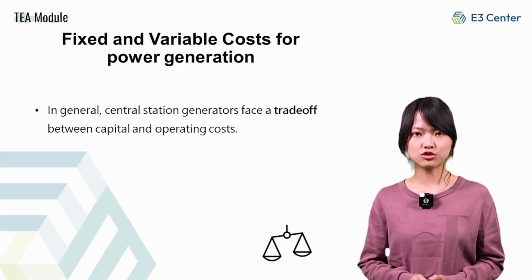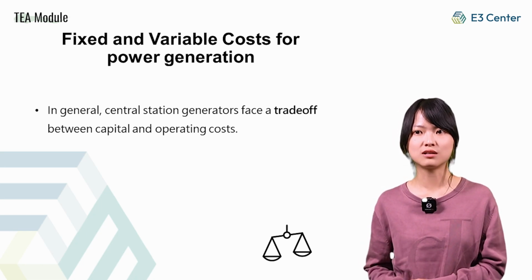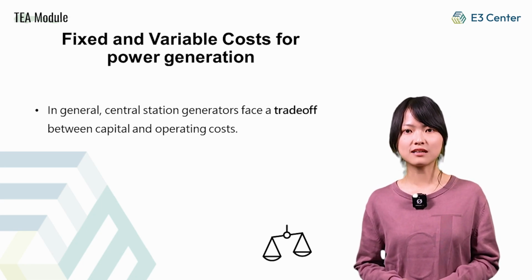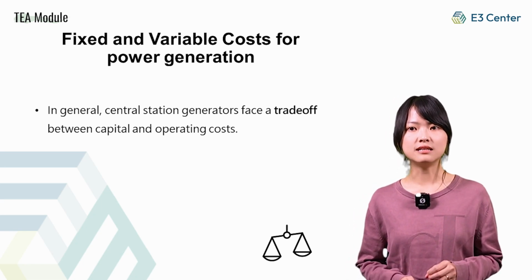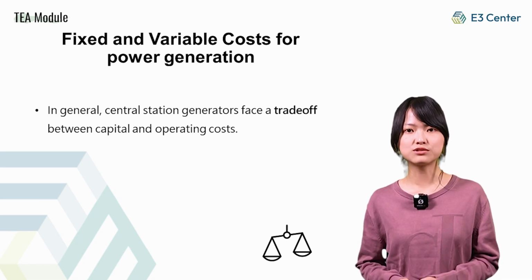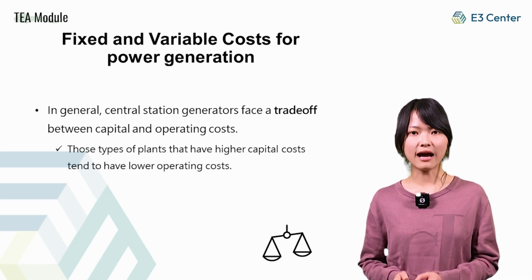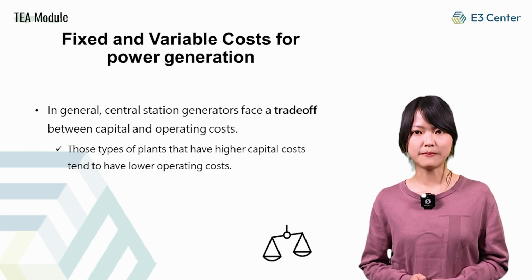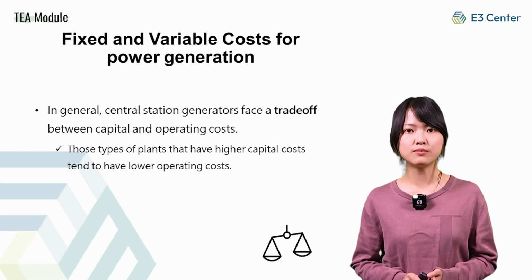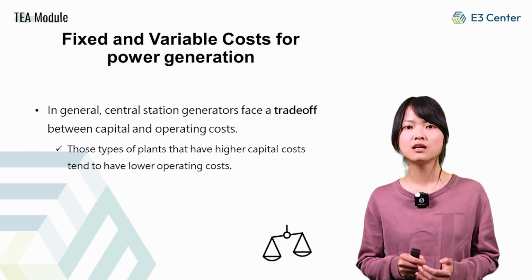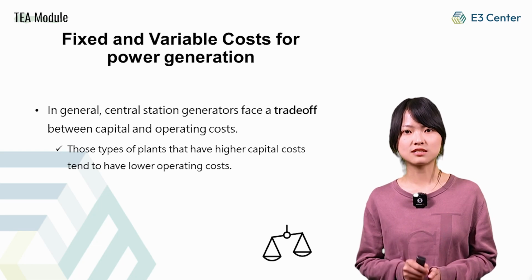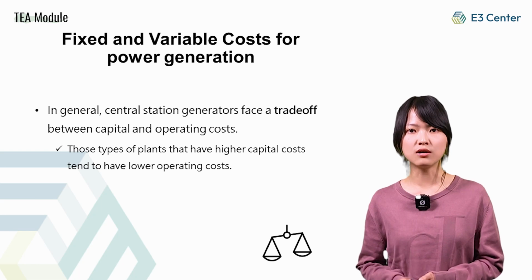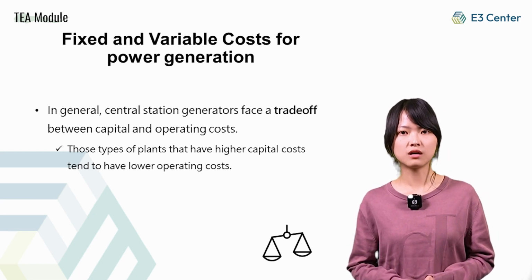Generally, central station generators face a critical balance between capital and operating cost. This trade-off is a key factor in financial decision-making and in the strategic planning of energy resources. Plants with a higher capital cost typically benefit from a lower operating cost over their lifespan. This can include advanced renewable energy technologies such as wind turbines or solar panels, where initial setup costs are high, but the operating expenses are relatively low due to the absence of a fuel cost.